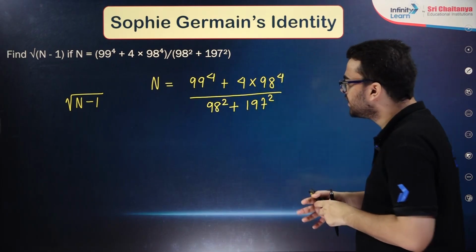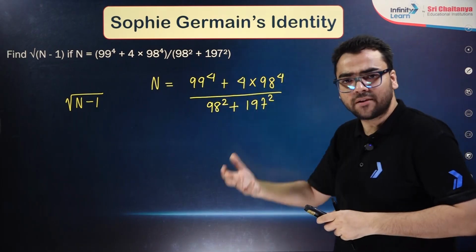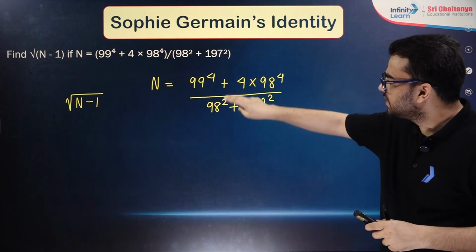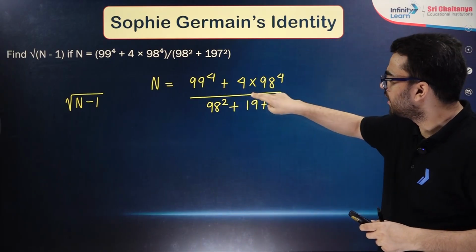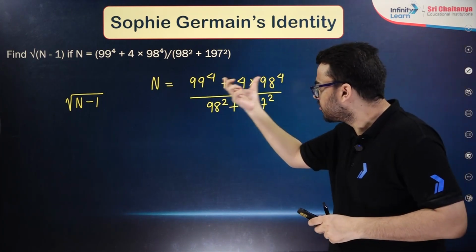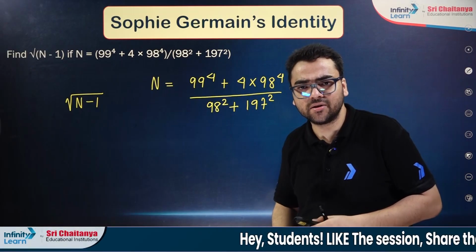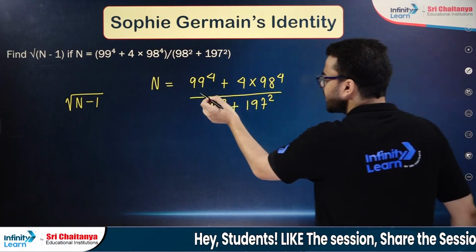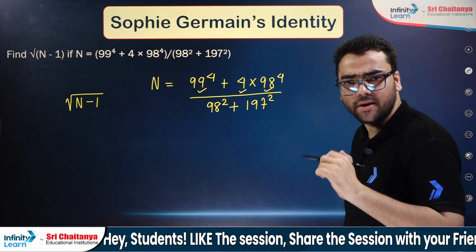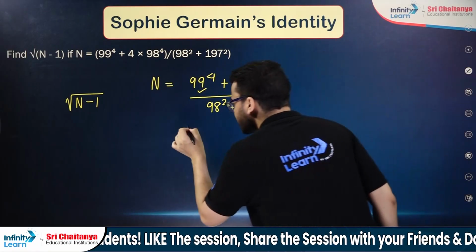So you see, obviously, if you just calculate these, you will never get the answer. In 200 years, you'll get the answer, right? So obviously, you don't need to do any expansion over here. Let me check if I have written it correctly. Yes. So this is a direct question on the Sophie Germain's identity. You see, it's a direct question. x raised to the power 4 plus 4 into y raised to the power 4.